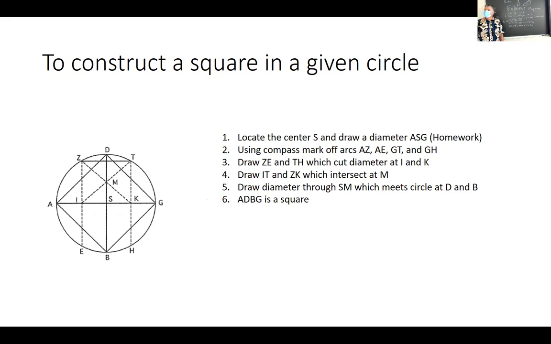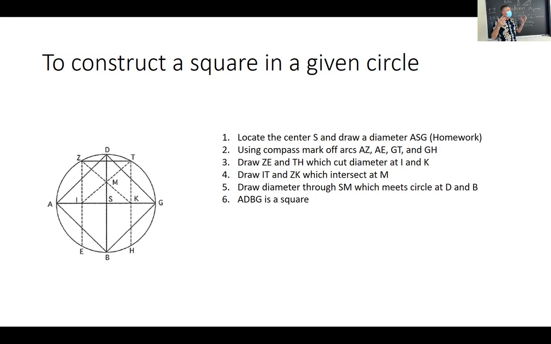To construct a square in a given circle. Okay, so the point here is that the circle that you're given doesn't necessarily have to be the circle that comes from your rusty compass. So it's an arbitrary circle. You're just given a circle and you're told to put a square in it.